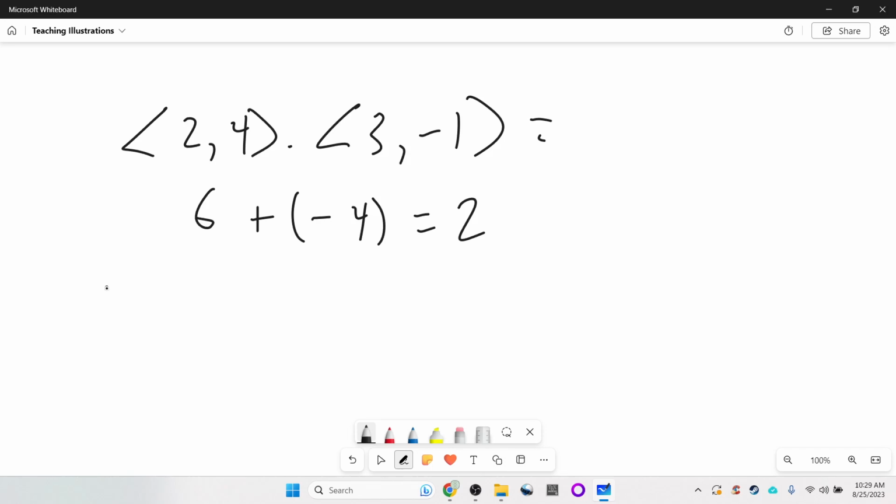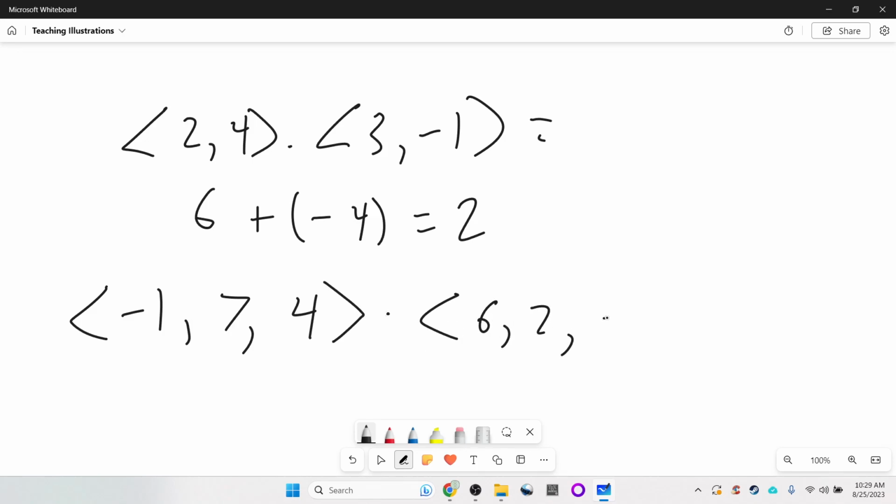For the second example, it says <-1, 7, 4> dot <6, 2, -1/2>. That is -6 plus 14 minus 2, which is 6.